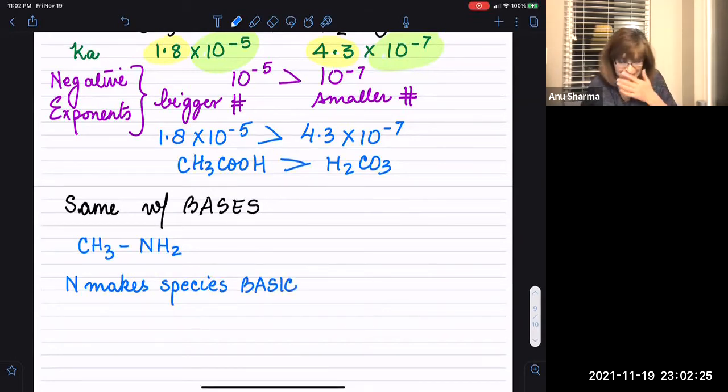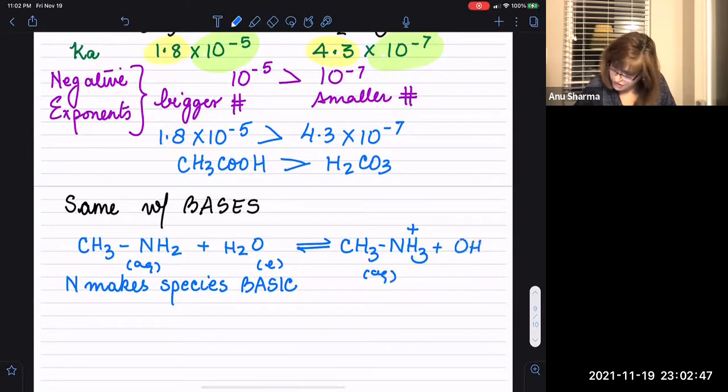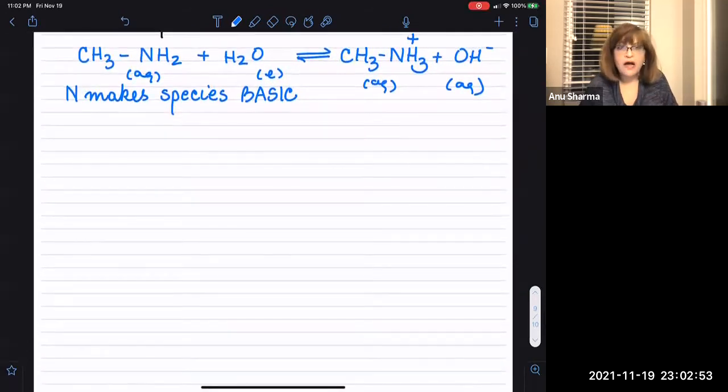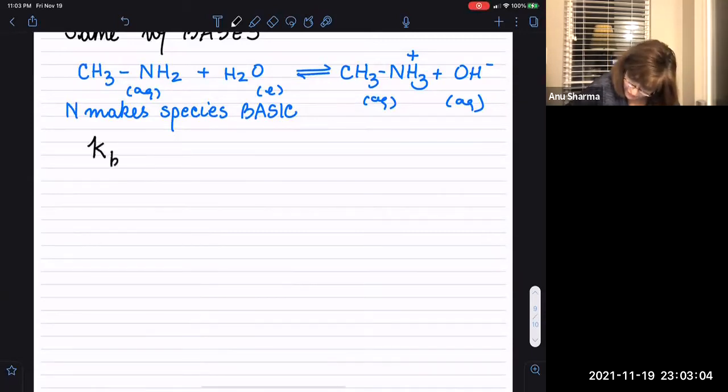All right. So this is this guy reacting with water. So this is aqueous, water, liquid, okay? And at an equilibrium, CH3NH3 plus aqueous plus OH minus. So this is in situ generation of hydroxide ions, OH ions. So that is why CH3NH2 is basic. Okay, so in this case, it is the Kb value.